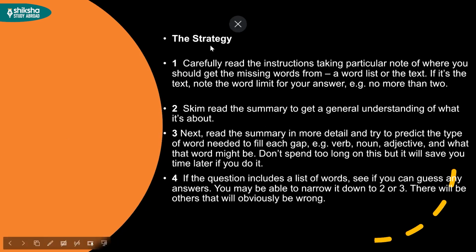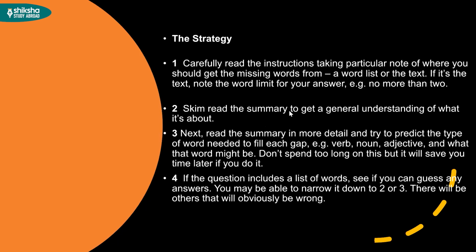Let's go through some strategies, okay, because of which you can ease your difficult time during these questions. So the first strategy is to carefully read the instructions, taking particular note of where you should get the missing words from, a word list or the text. If it's the text, note the word limit for your answer. For example, no more than 2 words, okay, or no more than 3 words. Like that, it will be written in the instructions.